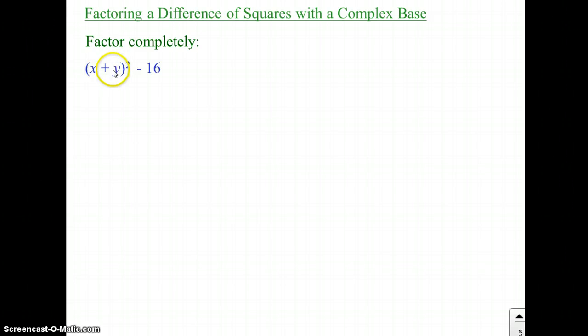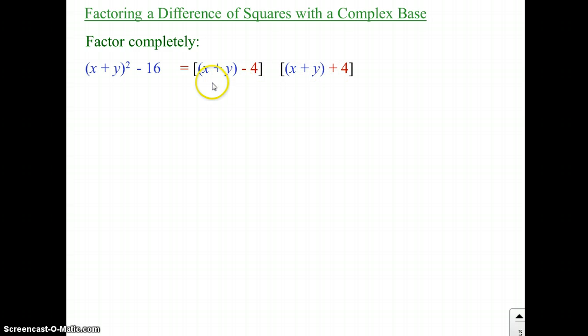Square root of x plus y all squared is x plus y. The square root of 16 is 4. So make your 2 sets of brackets. In the front of the first one, put the square root of x plus y all squared, which is x plus y. And the square root of 16 is 4. Second set of brackets, put x plus y, which is the square root of x plus y all squared. And the square root of 16 is 4. Then you make them conjugates, one negative, one positive.